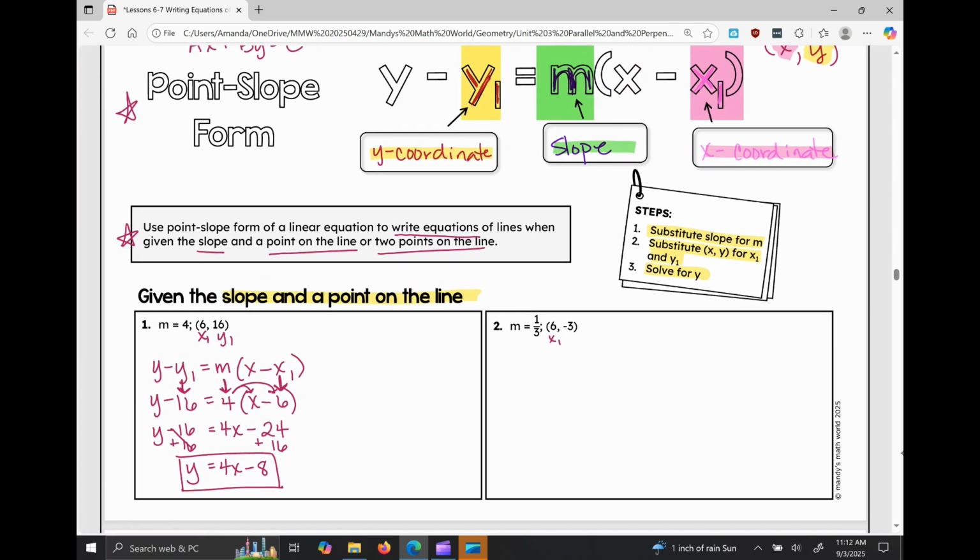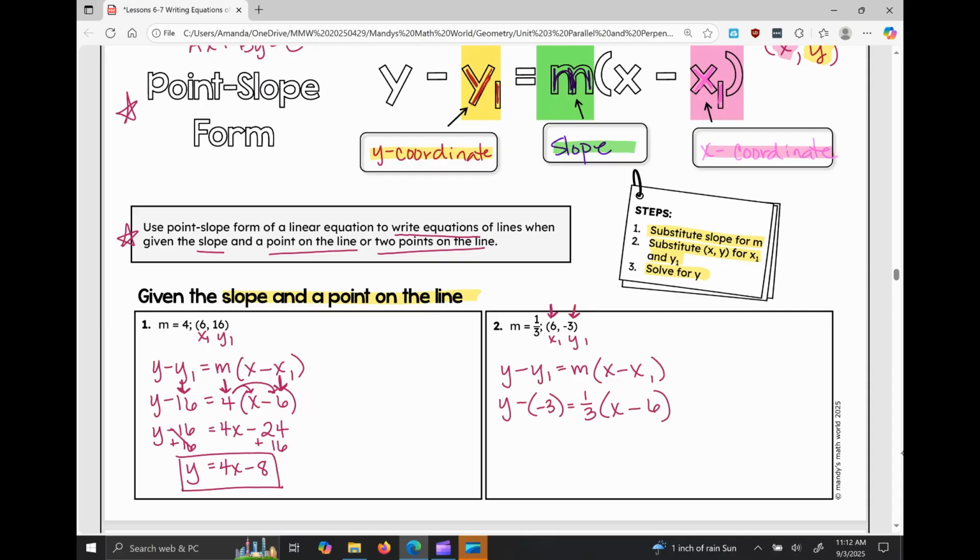So I'm going to label this x1, y1. I'm going to write this point-slope form of a linear equation. So y minus y1 equals m times x minus x1. So y minus, I'm going to replace y1 with -3. So watch this. Y minus -3 equals, the slope is 1/3, x minus x1, which is 6. So in this example, I really like that the formula is y minus y1, and your y1 value is a -3.